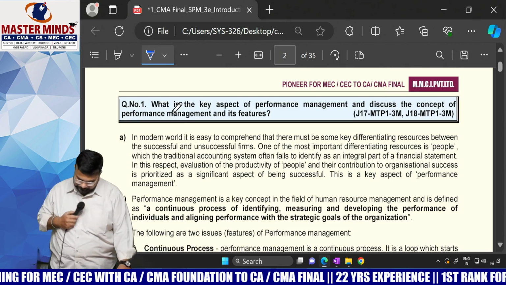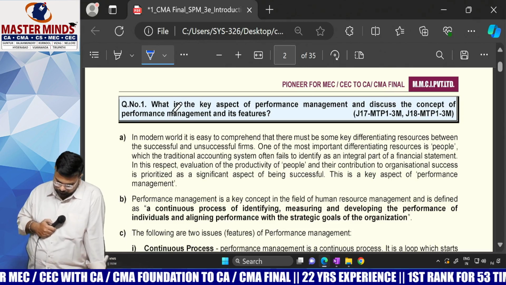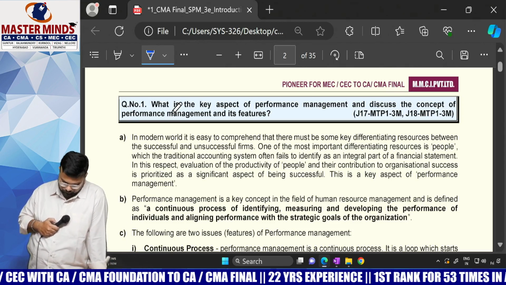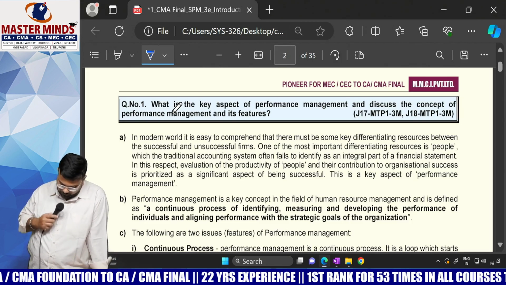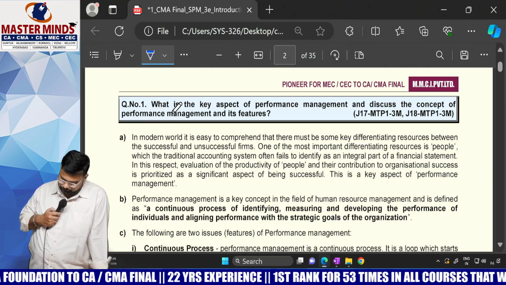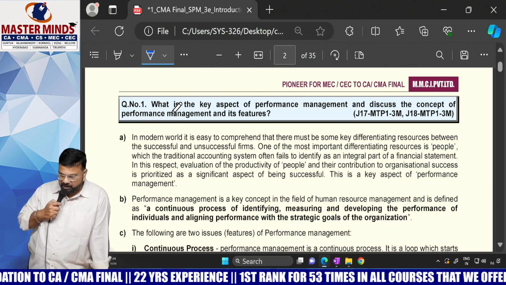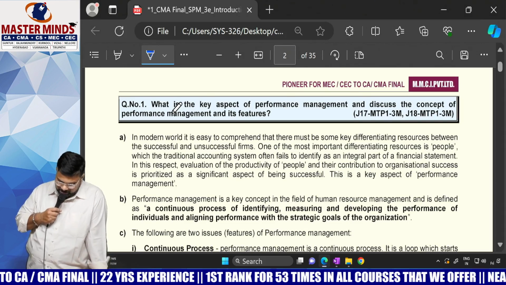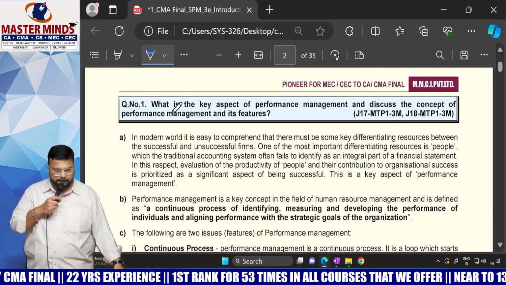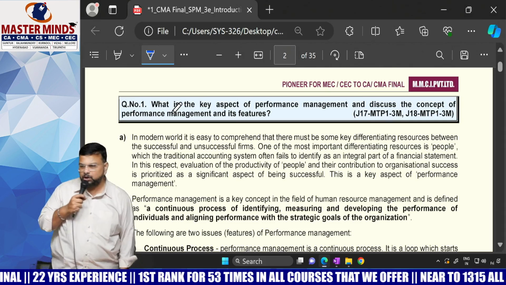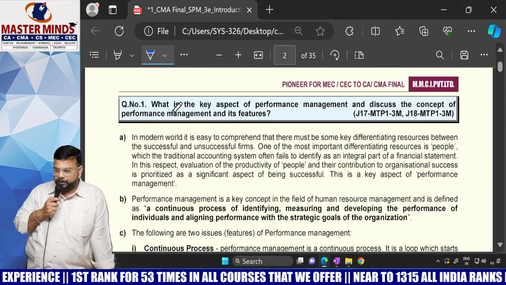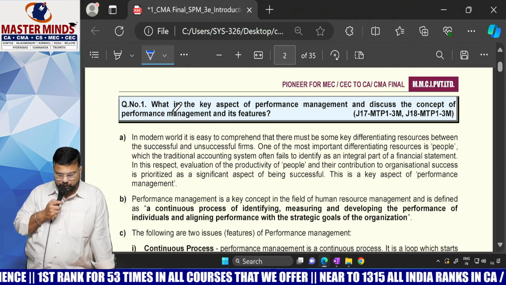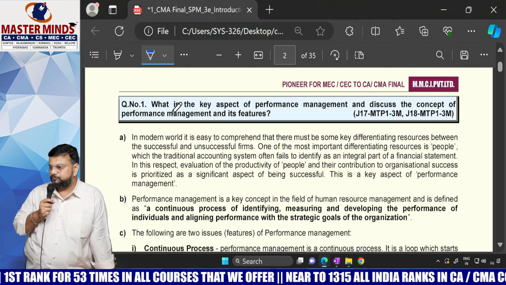Next, in this respect, evaluation of the productivity of people and their contribution to organizational success is prioritized as a significant aspect of being successful. This is a key aspect of performance management. What is a key aspect? Evaluating the productivity of people and their contribution. How productive he is and how much he is contributing to the organization's goal.